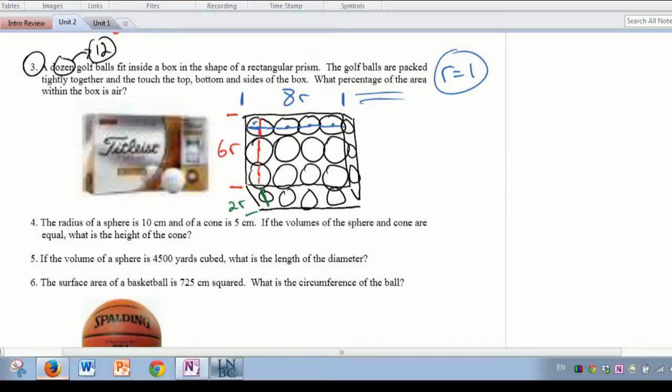So in order to find the volume, I have 2 things I need to do first. First is the volume of my golf balls or my spheres, which is going to be 4/3 pi r cubed. And how many spheres do I have? I have 12 of them because it's a dozen golf balls. The second thing I need to do is find the volume of the box.